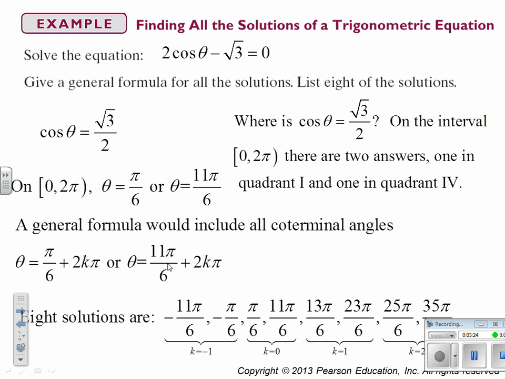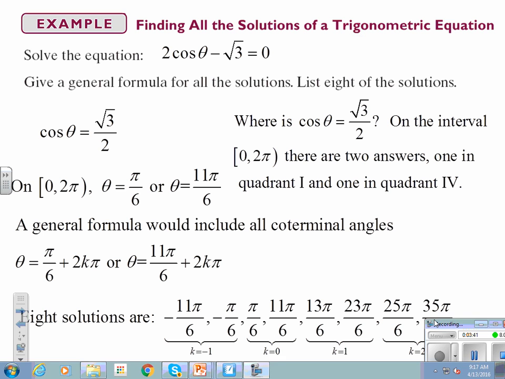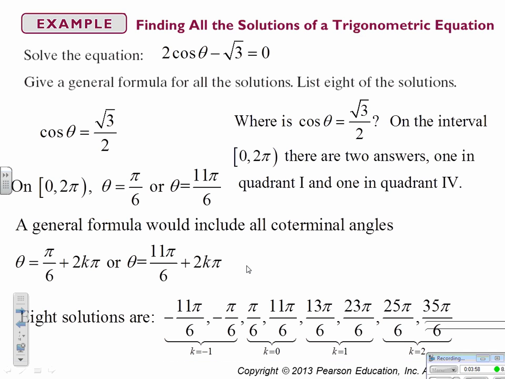So pi over 6 and 11 pi over 6. If k is equal to negative 1, it's going to bump us back 1 whole rotation, so it's going to be negative 11 pi over 6 and negative pi over 6. When k is 0, we got pi over 6, 11 pi over 6. When k is 1, 13 pi over 6 and 23 pi over 6. When k is 2, 25 pi over 6 and 35 pi over 6. We're just adding 2 pi and then whatever integer k value we pick.